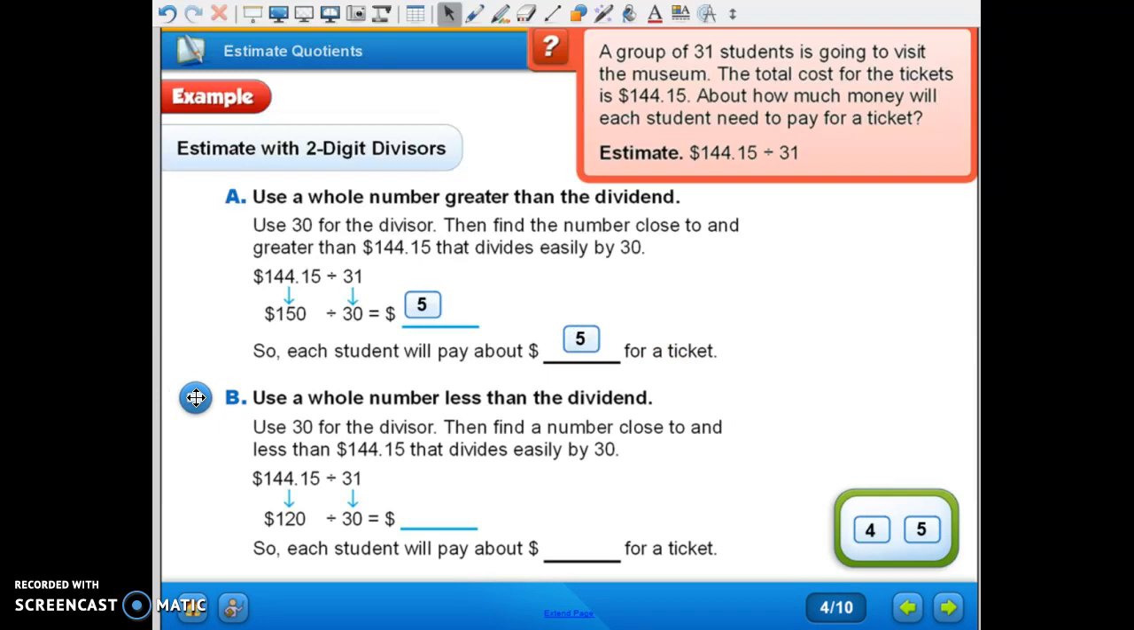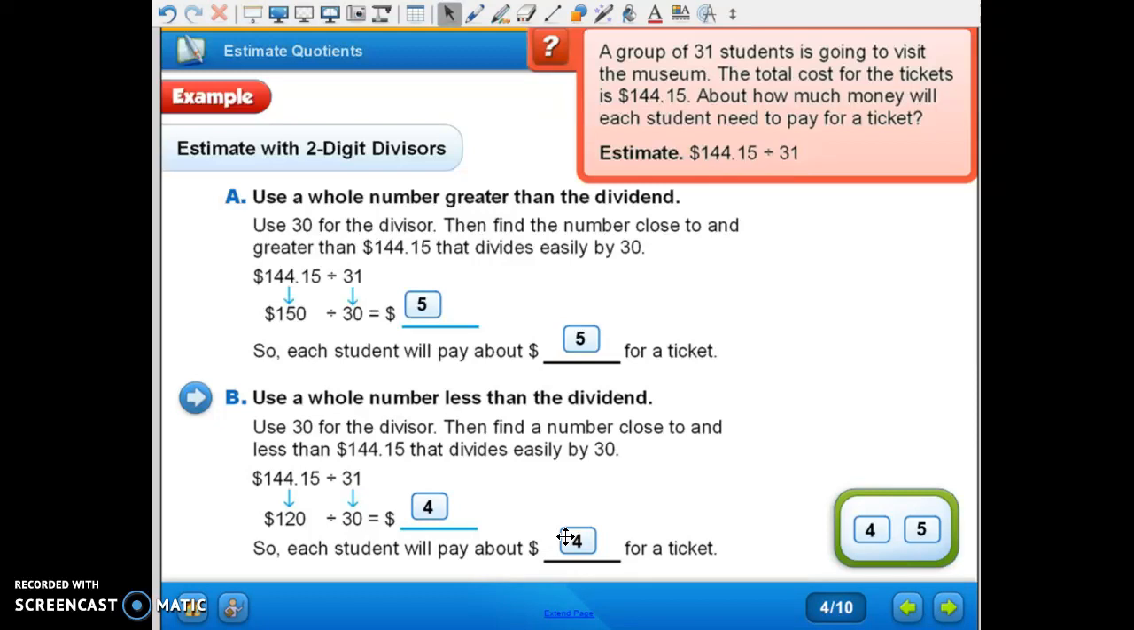Now use a whole number less than the dividend. Use 30 for the divisor, then find a number closer to it, but less than. So if we're doing our multiples of 3, or our multiples of 30, we would have 3, 6, 9, 12, and then 15. We already used 15, so we're going to go back to 12. And so 30 times 4 is 120, and 120 divided by 30 gives us 4. So it could be about $4 per ticket.